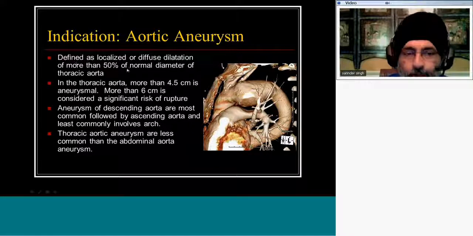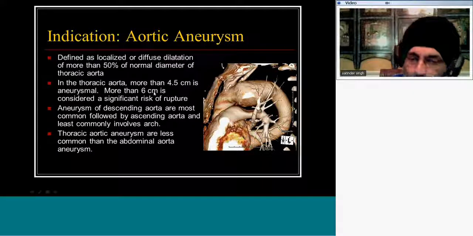Aortic aneurysms. Aneurysm is defined as a localized or diffuse dilatation of more than 50% of the normal diameter of the thoracic aorta. It can just apply to any aneurysm in the body. In the thoracic aorta, more than 4.5 centimeter is aneurysmal, but if it is more than 6 centimeter, then there is a significant risk of rupture.